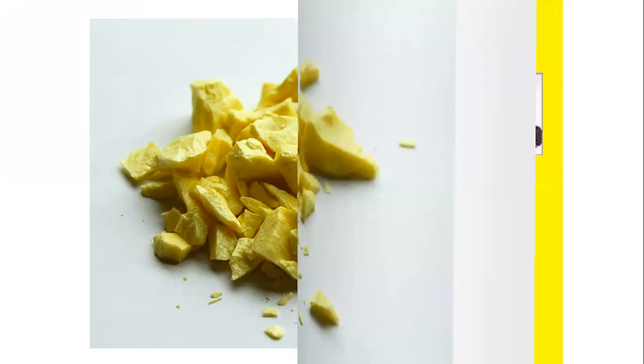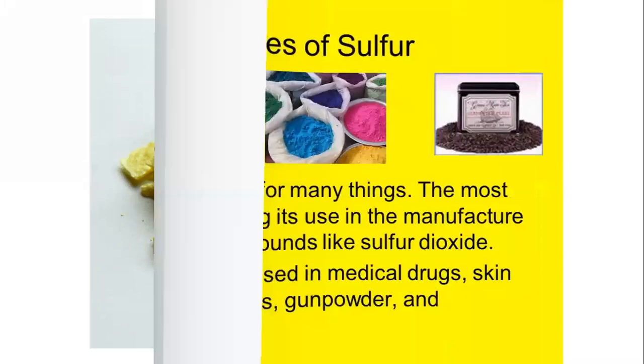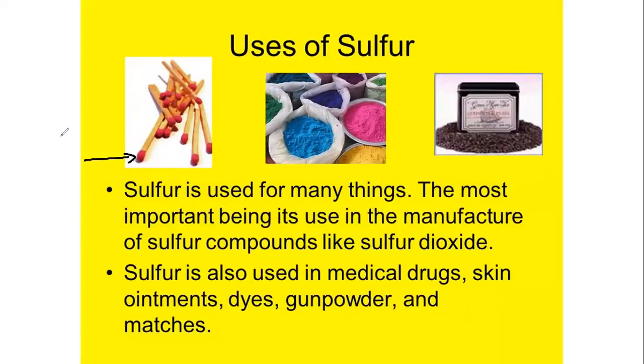With this situation, right now, I can see this is the most interesting thing: the head of the matchstick. Have you ever thought what chemical is present in it? Because everyone is using this. The head of the matchstick contains what? Sulfur. Sulfur is used to make these matches. And in addition, sulfur compounds are in skin ointments, dyes, and gunpowder. To make dyes also they use sulfur.